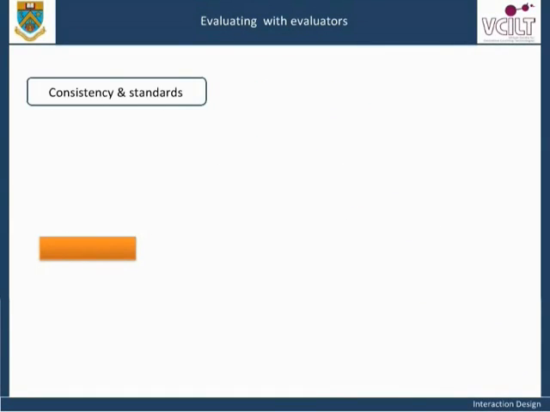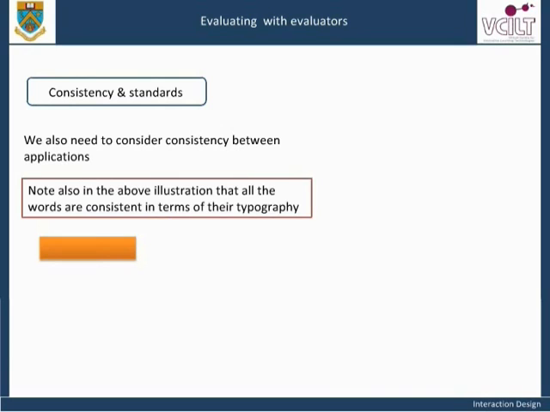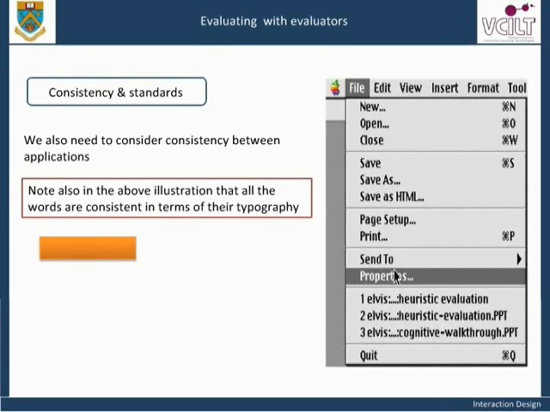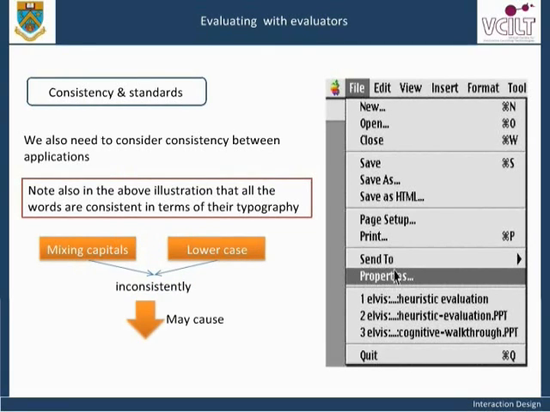2.4 Consistency and standards, as well as the consistency within the system, as discussed in the previous set of heuristics. We also need to consider consistency between applications. E.g. in Macoso there are consistent menu names and shortcuts between different applications. Note also in the above illustration that all the words are consistent in terms of their typography, which letters are capitalized and which are not. Mixing capitals and lowercase words inconsistently may cause confusion in users, but would probably not be spotted during their user observations discussed earlier in their unit.